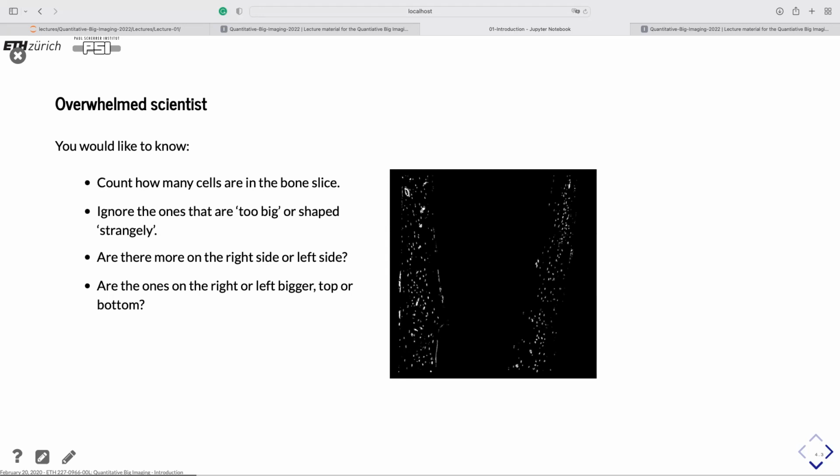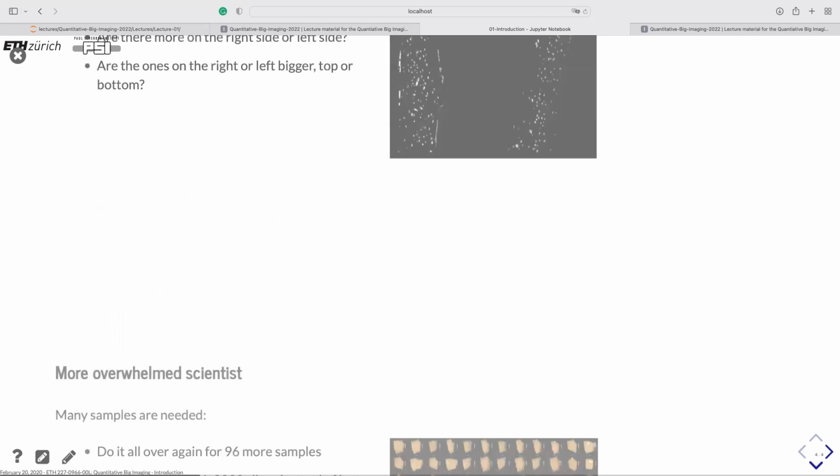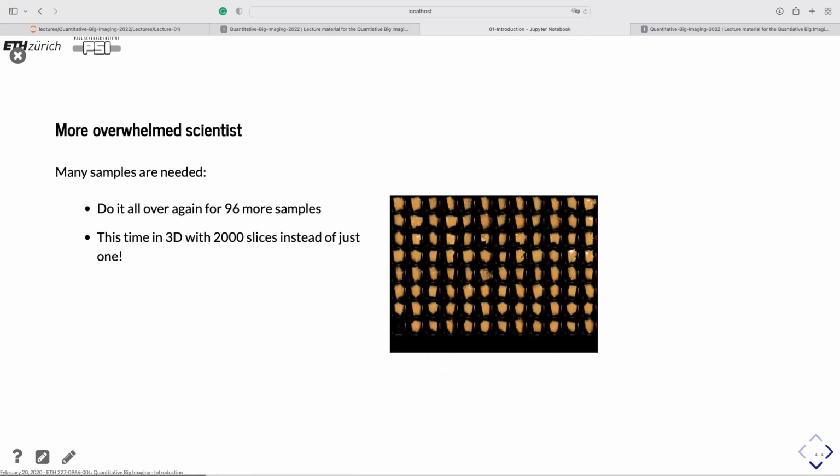So one image, okay, you can sit down, count, exclude, etc. You can maybe also do some qualitative estimates about, yeah, that one is larger and that one is not. It works in one image, but then we start adding more, because when we do science, you want statistics. So we repeat the same thing for 96 samples. And this time it's in 3D. So instead of just one image, we have 2,000 slices. That's getting pretty hard to do by hand.